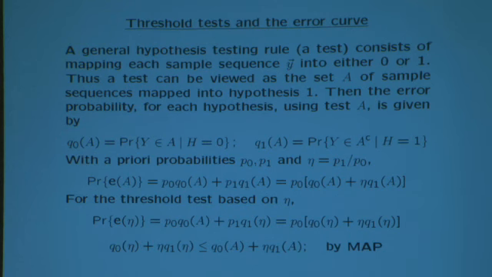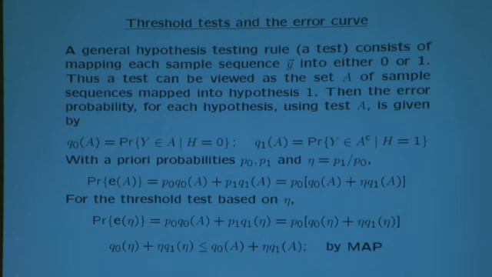Q0 of A is the probability that I'm going to choose hypothesis 1 given that hypothesis 0 was the correct hypothesis. The probability that y is in A, that means h hat is equal to 1 given that h is actually 0. So that's the probability we make an error given the correct hypothesis is 0. Q1 of A is the probability of making an error given that the correct hypothesis is 1.